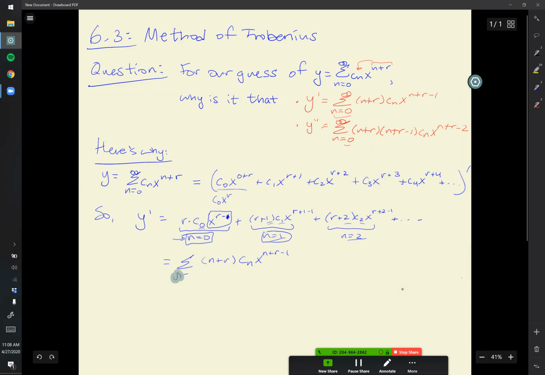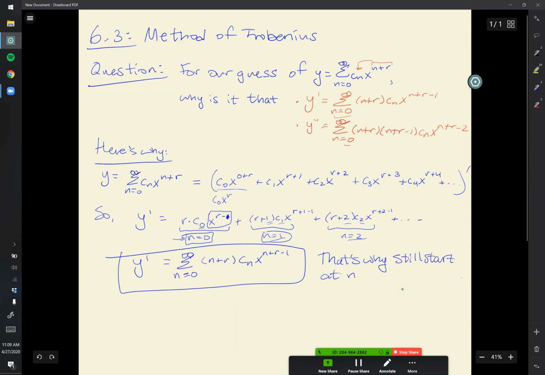So that is why we start at 0. That's why we still start at n equals 0 in the index. And it's the same reason, similarly, for y double prime.